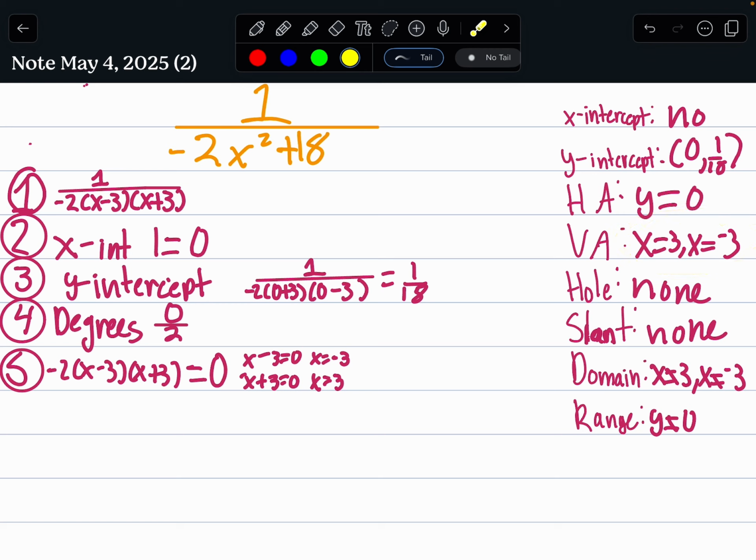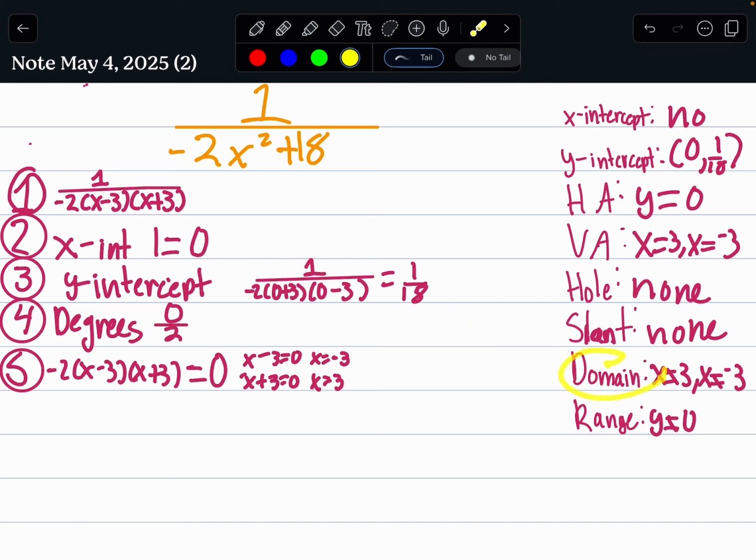Now a hole is a break in the graph, and this occurs when there's a common factor between the numerator and the denominator, but since this does not occur in our function, we are going to have no holes. Now, a slant asymptote is a line that the graph approaches but does not touch. But instead of the asymptote going vertically or horizontally, it's going to go slanted like that or like that. And a slant asymptote only occurs when the degree of the numerator is 1 more than the degree of the denominator. And since this does not occur in our degrees, we are going to have no slant asymptote.